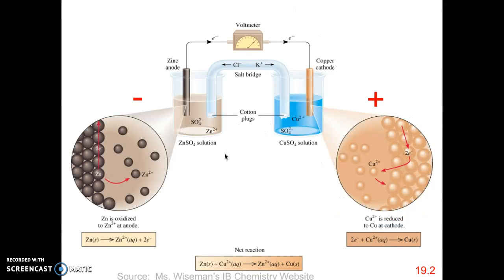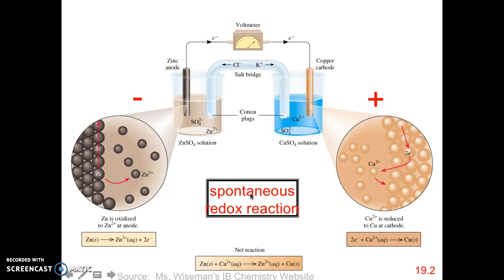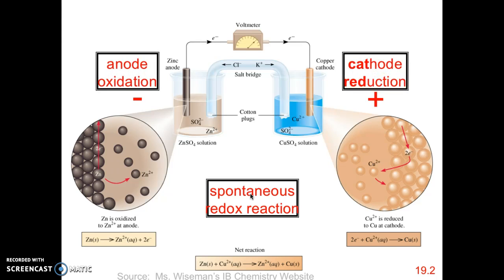Here's just another, pretty much the same exact diagram, just on a different level. You can pause it and look at it if you want. You can see in a salt bridge, this is a great example of how you do that. You'd put it in there and then you put cotton plugs in it and then flip it over. We have these U-shaped tubes. Remember, this is a spontaneous redox reaction, anode oxidation, cathode reduction.